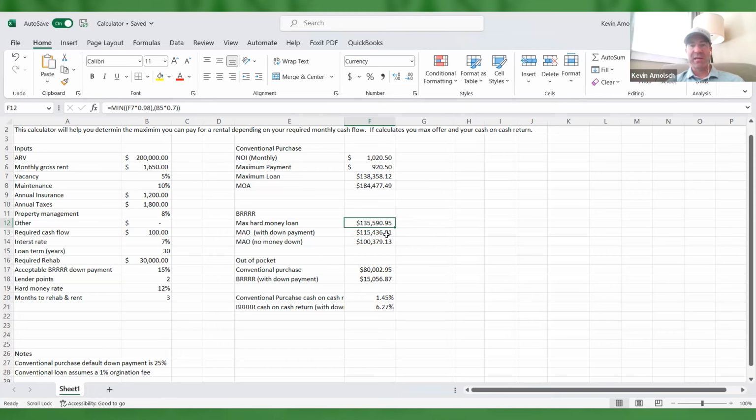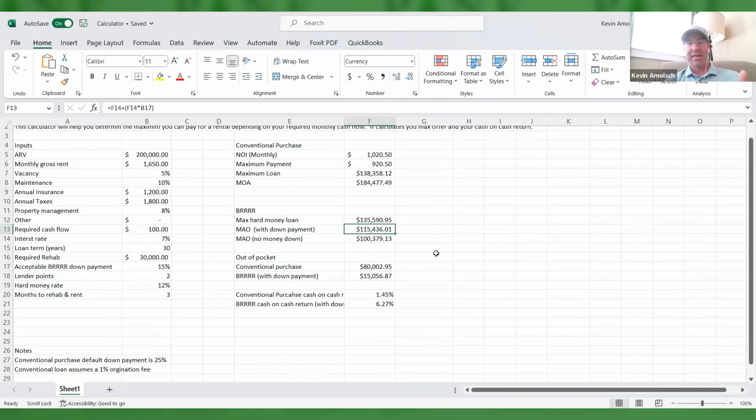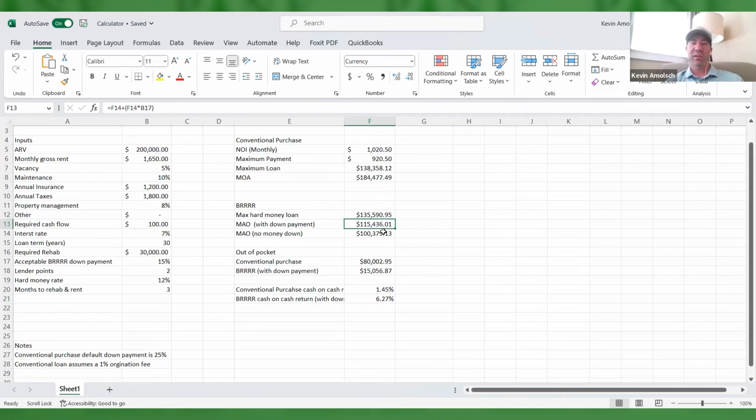Okay, from that, I could back into a maximum offer. If I'm going to use 10% down payment, I could offer the seller 115 grand. If I want a no money down deal, where the hard money lender is going to finance all my purchase, all my construction, and all my closing costs, then I need to get that seller to accept an offer of $100,000. So you can see how that works.